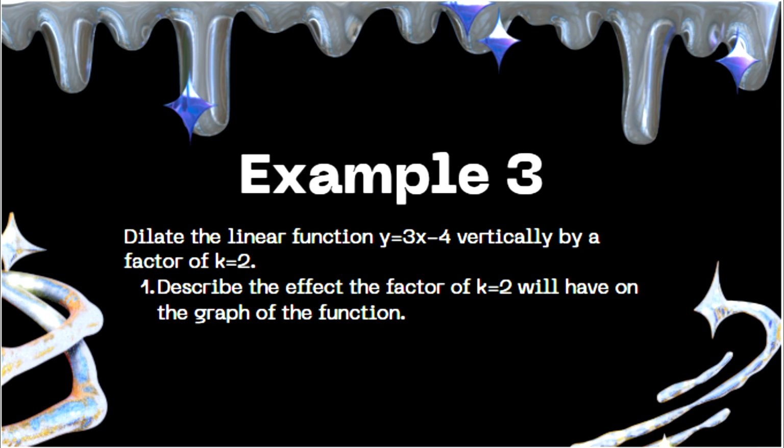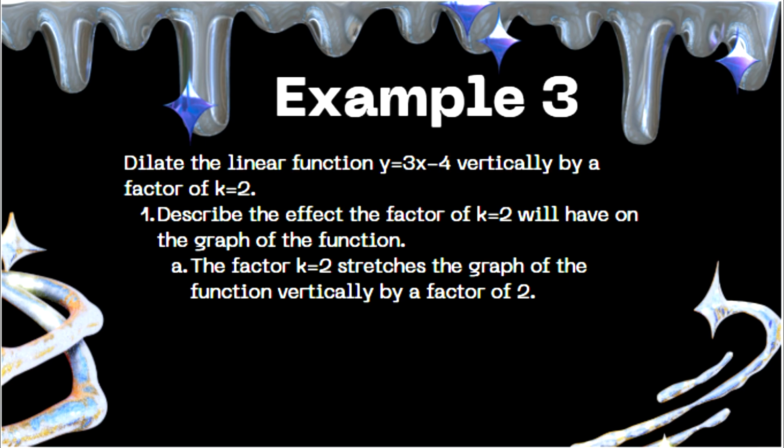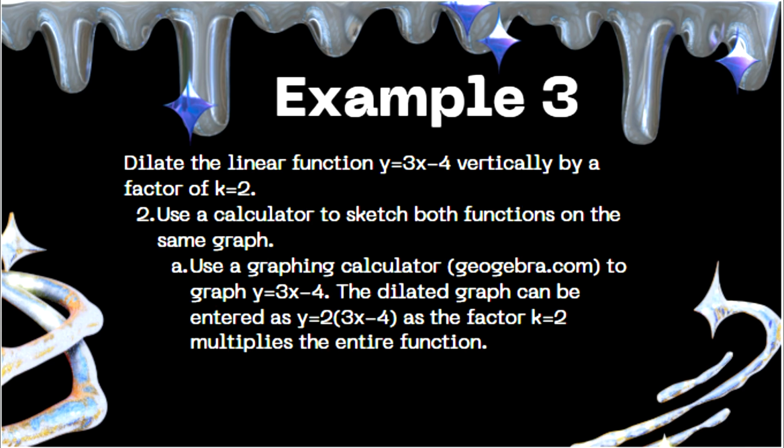Example 3. Dilate the linear function y equals 3x minus 4 vertically by a factor of k equals 2. Describe the effect the factor of k equals 2 will have on the graph of the function. Well, if we're multiplying everything by 2, it's going to stretch the graph of the function vertically by a factor of 2, right? Because this is a whole number, so it has to go up, it has to stretch.